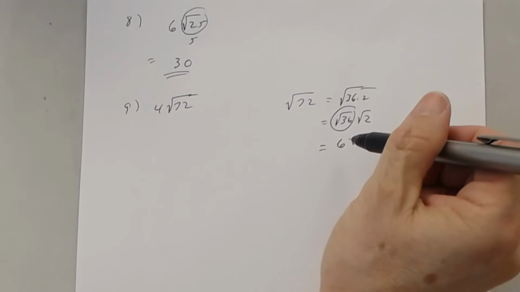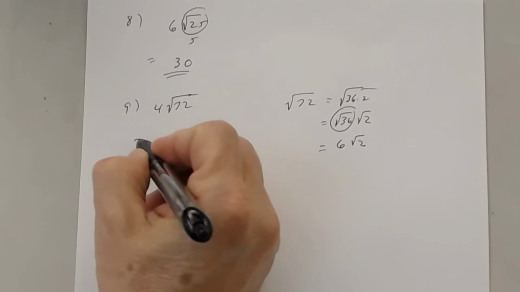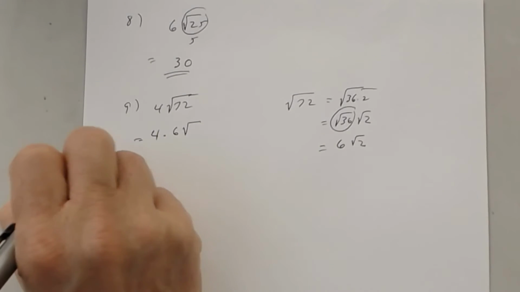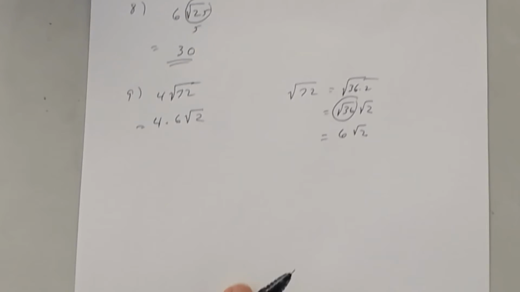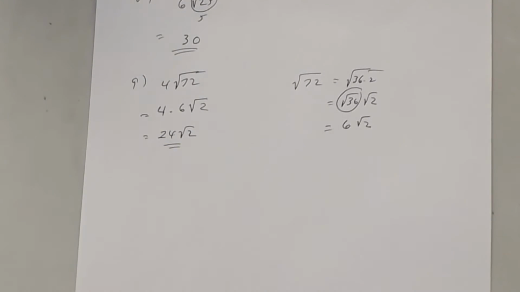Now remember, that's not the answer. That's just the square root of 72. But what am I doing to the square root of 72? Multiplying by 4. So that's 4 times 6 square root of 2, and 4 times 6 is 24. So the answer is 24 square root of 2.